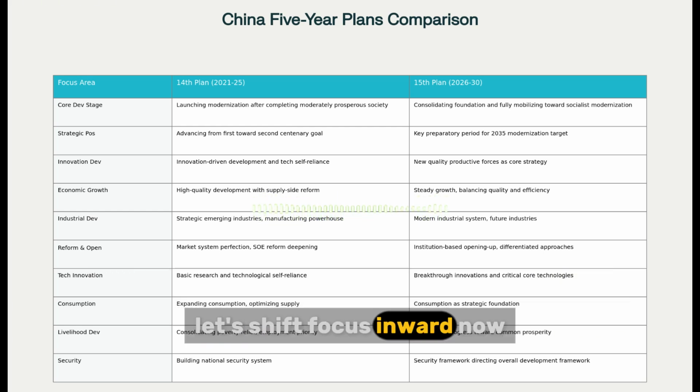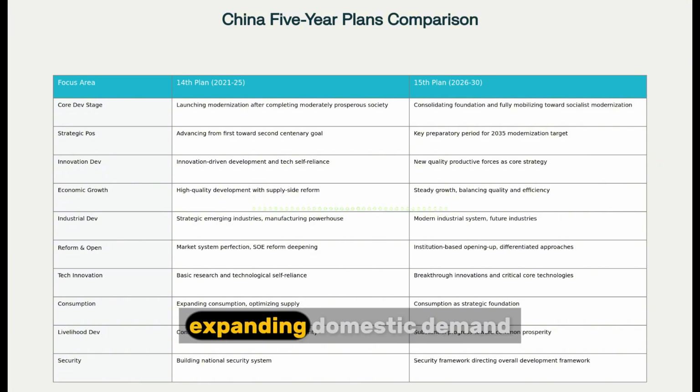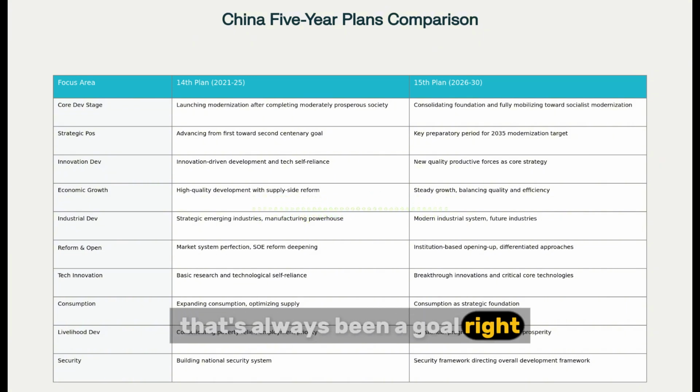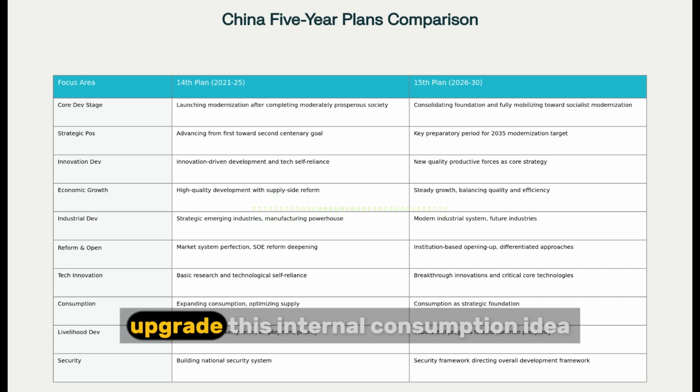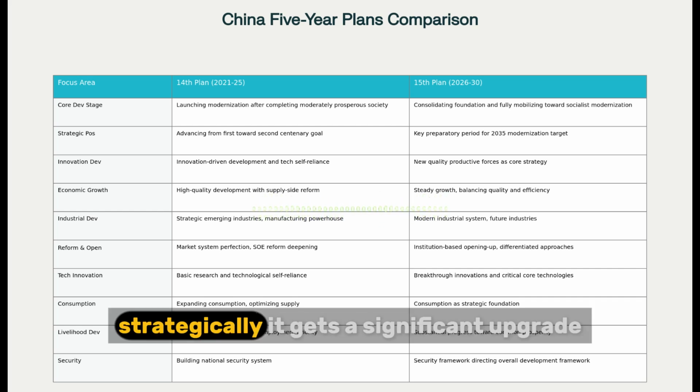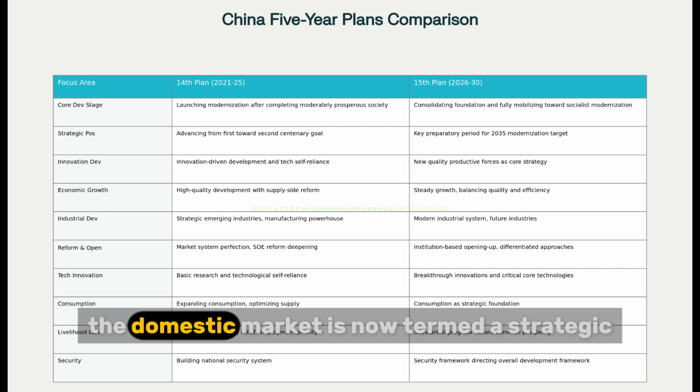Let's shift focus inward now to the domestic market itself. Expanding domestic demand, that's always been a goal, right? But how does the 15th plan upgrade this internal consumption idea strategically? It gets a significant upgrade. The domestic market is now termed a strategic foundation point.